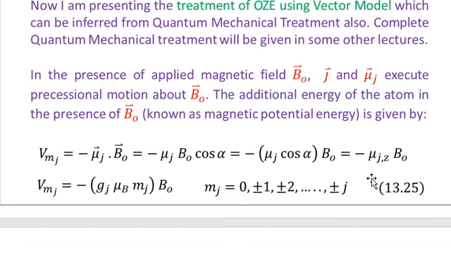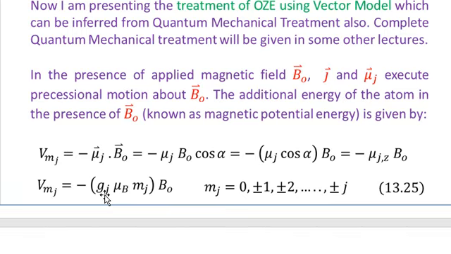And you know that in one of the previous lectures, we have represented the z component of mu j, that is mu j z, to be equal to gj into mu B into mj. So this expression we have derived in one of the previous slides. So now our magnetic potential energy becomes Vmj is equal to minus, within the parentheses, Gj.